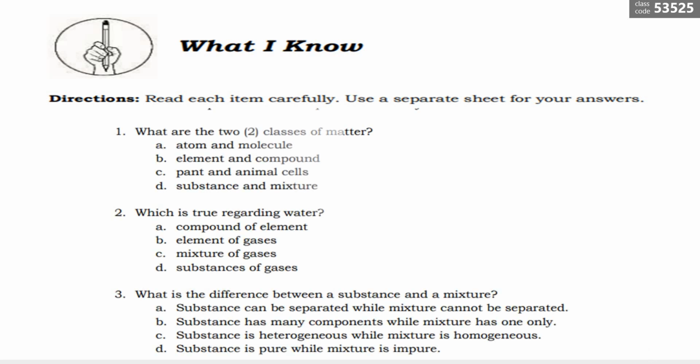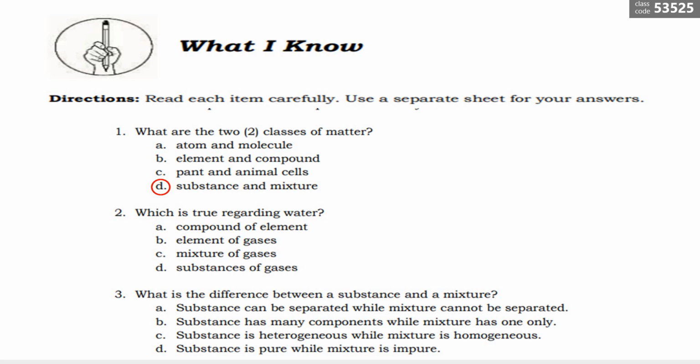Okay, for number 1. What are the two classes of matter? Is it A, atom and molecule? B, element and compound? C, plant and animal cells? Or D, substance and mixture? Okay, the correct answer for this is letter D, substance and mixture. Let's proceed with number 2.